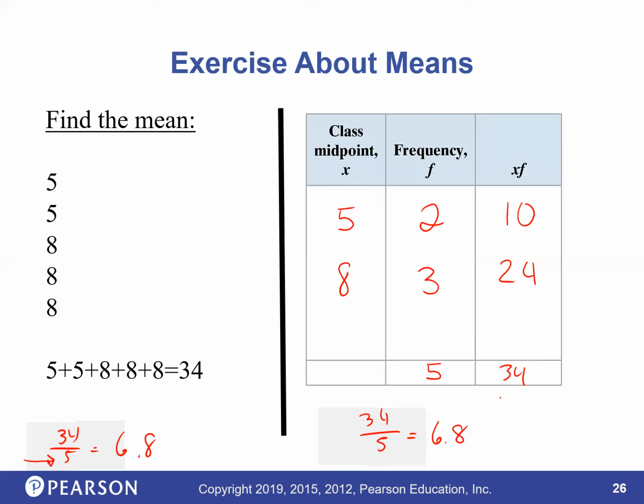We good? So with frequency tables, we multiply the midpoint times the frequency to do it more quickly. Can we do it the old way? Absolutely. It just takes an awful lot more time. Good. So let's do an example here with it.